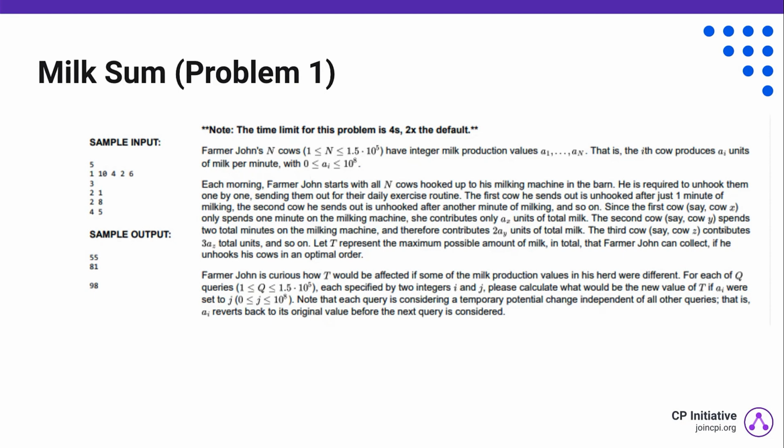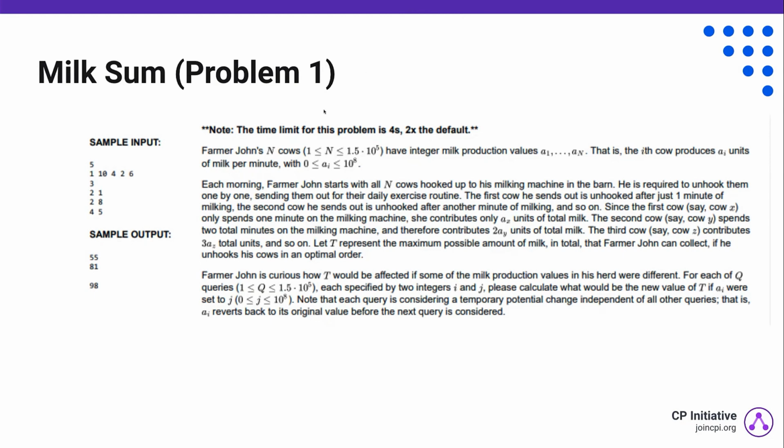Okay, I'll continue. So the third cow is going to contribute 3 times A of Z total units and so on. So we want to find the maximum possible amount of milk Farmer John can collect. And so we have Q queries, and after each of them, we're going to update the value of A of I to J, and we want to calculate a new value for this maximum output.